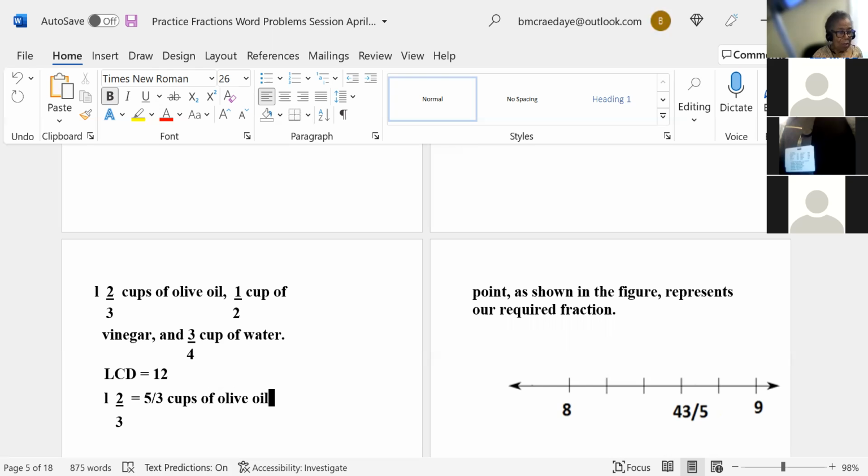Now you've got them all as fractions. So 5/3 would be what over 12, 1/2 would be what over 12, and 3/4 would be what over 12. So let's just, okay, 5/3, we'll take that one first. Mercedes, what is that over 12? 5/3 is what number over 12?